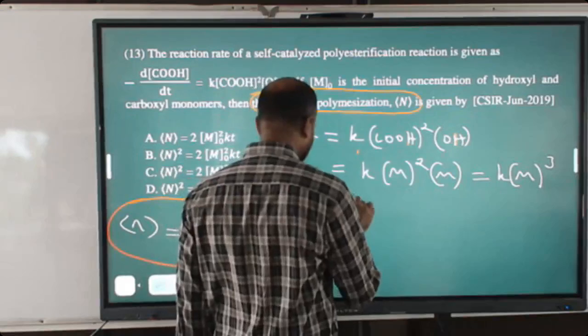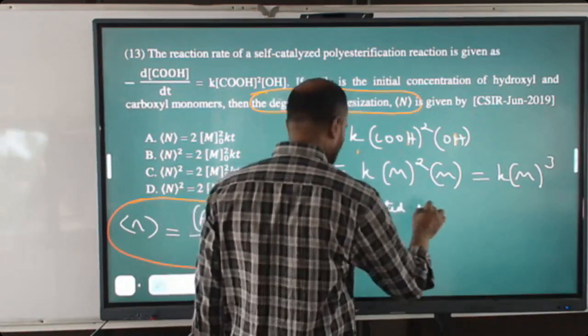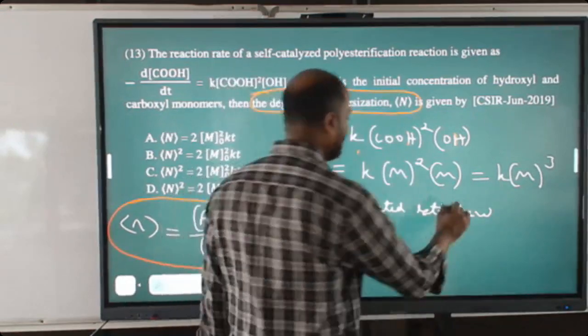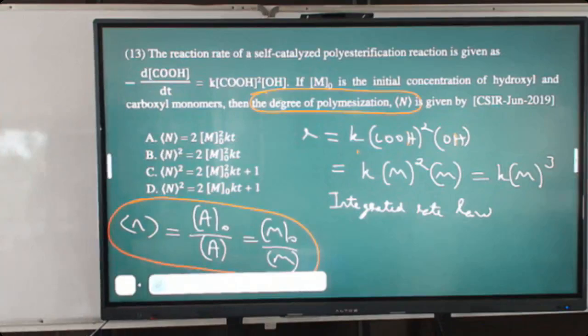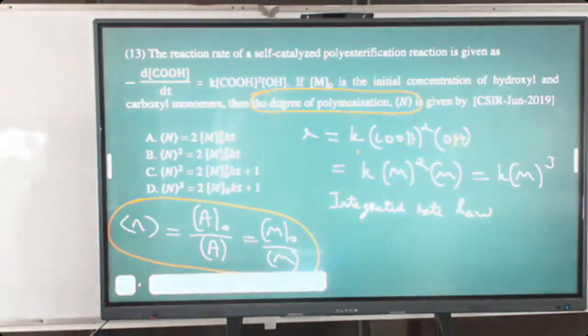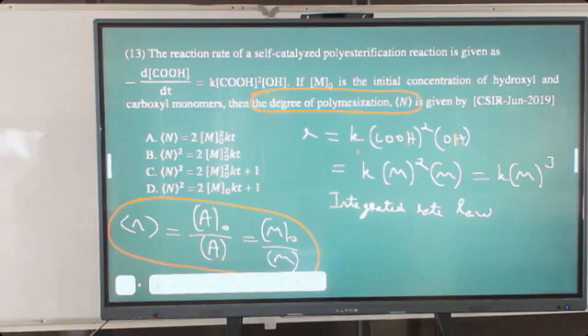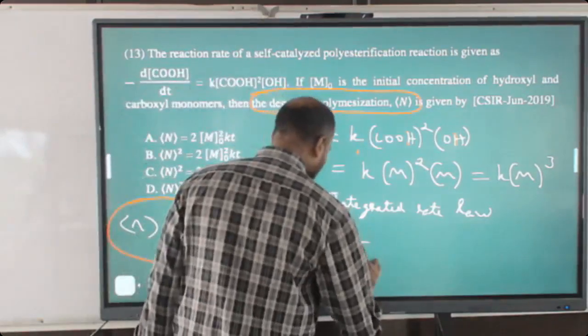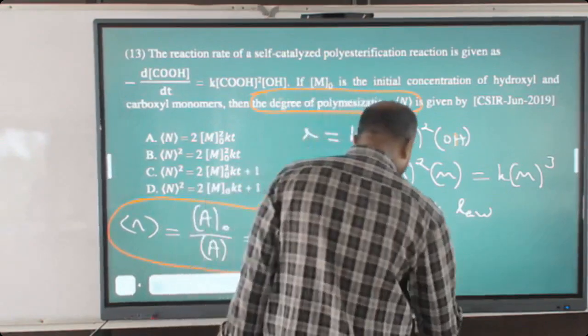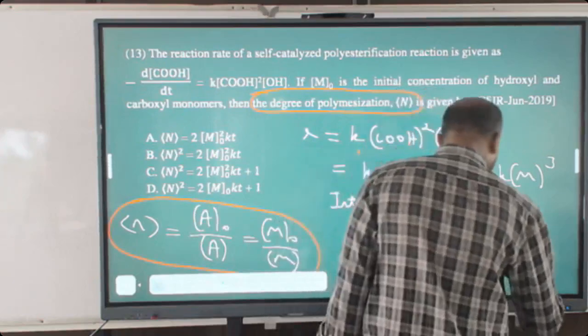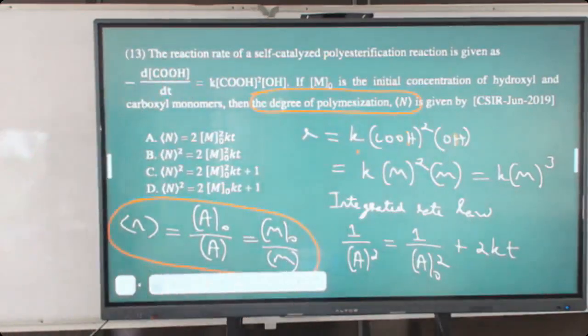What is the integrated rate law for a third order reaction? For a third order reaction, the integrated rate law is 1 by A square is equal to 1 by A0 square plus 2kt. This is the topic in question.